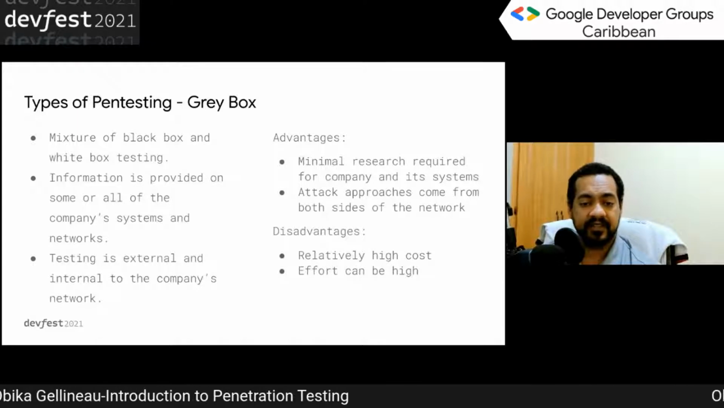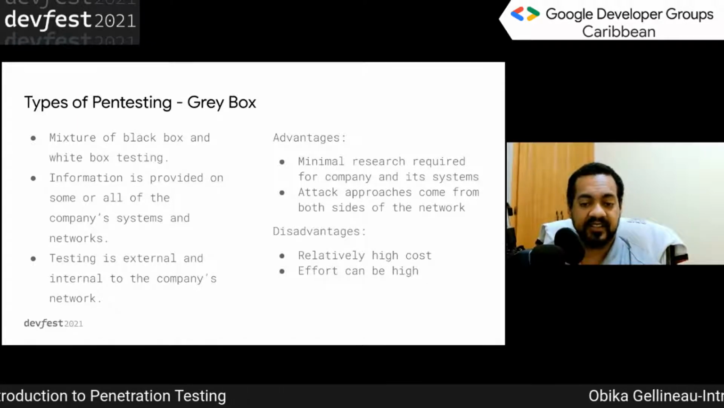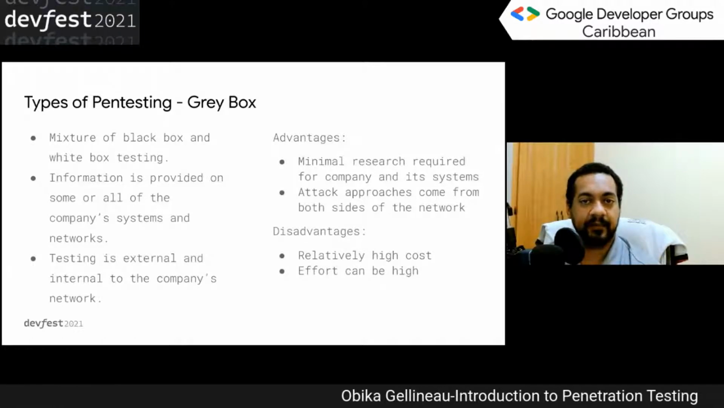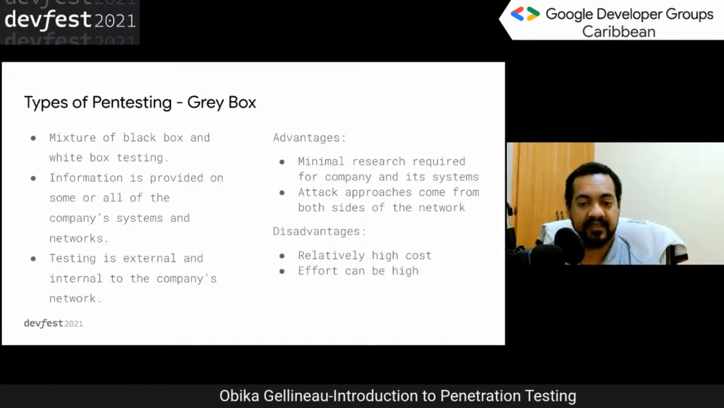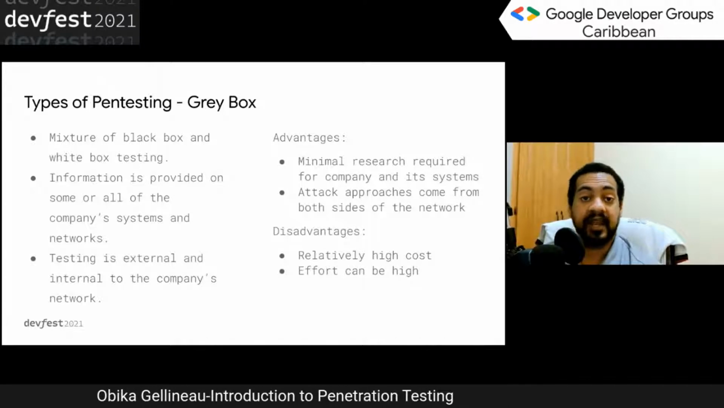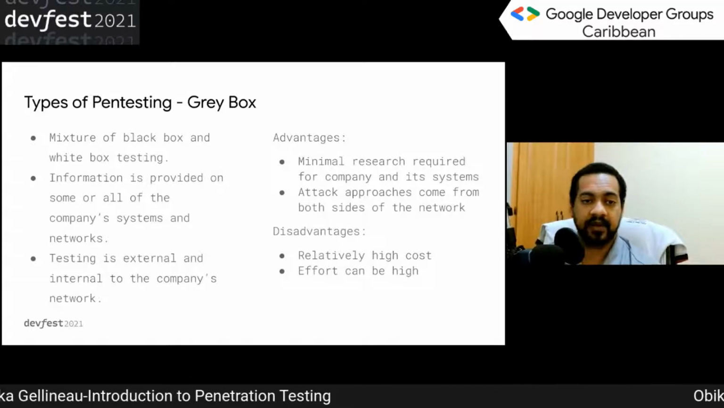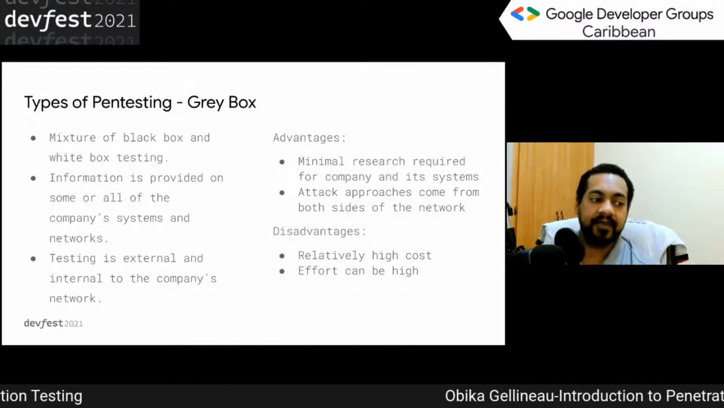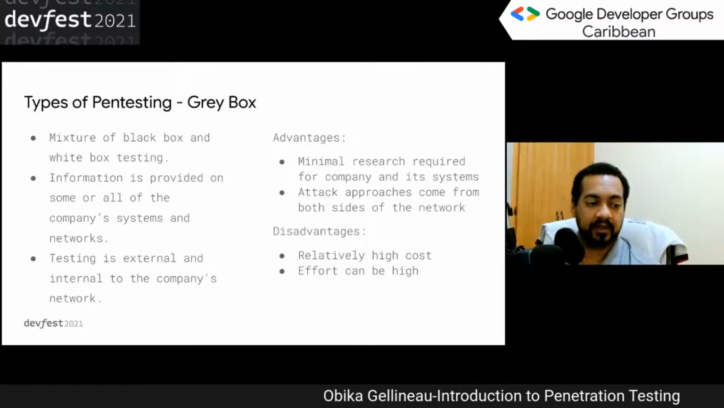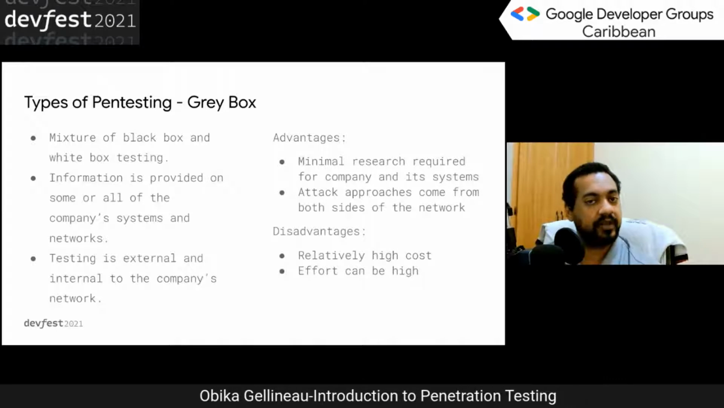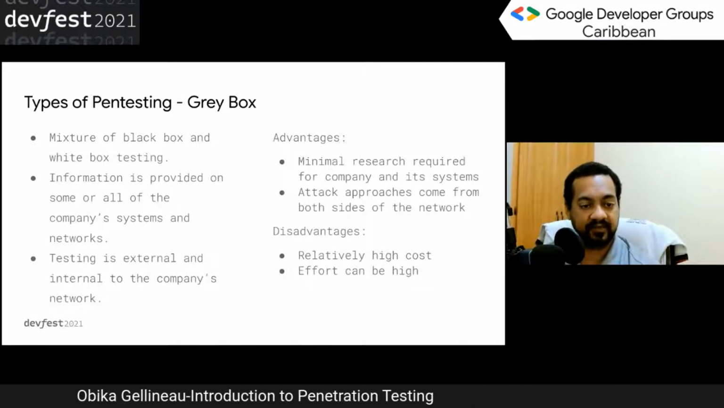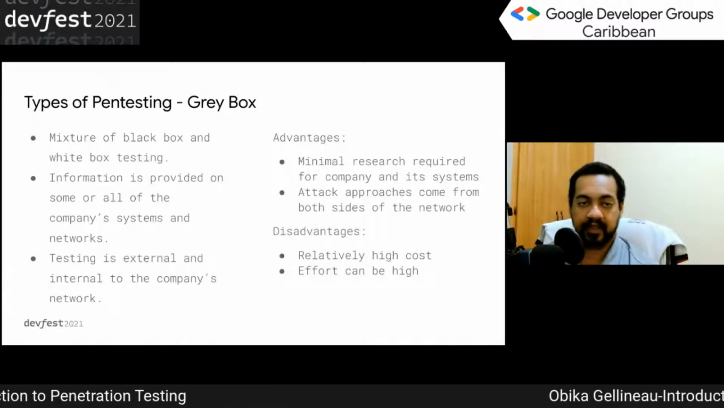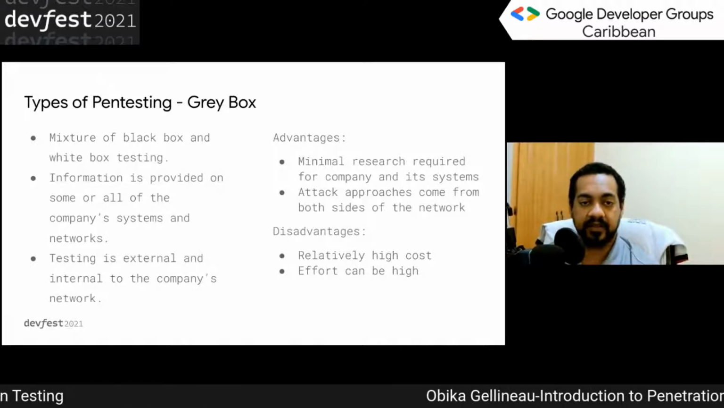What I would say in terms of disadvantages is that the cost is somewhat a little bit high, but may not be as high as a white box test. Effort can be high depending on the scoping. Gray box tests tend to be, like I said, in between. Most of the time you don't get all of the information. You may get just some of the information. And like I said, it comes in from both ends in terms of the direction of the attack.